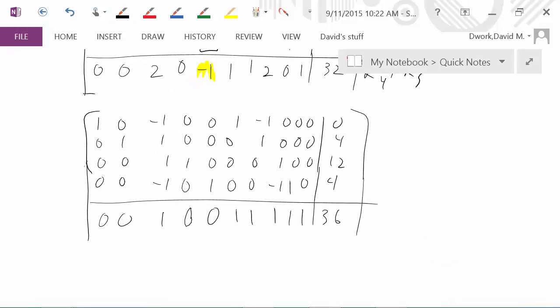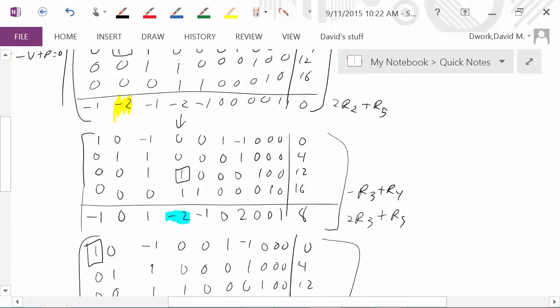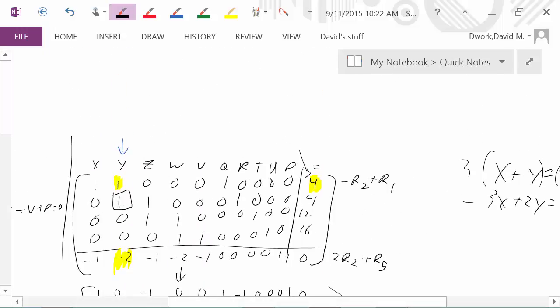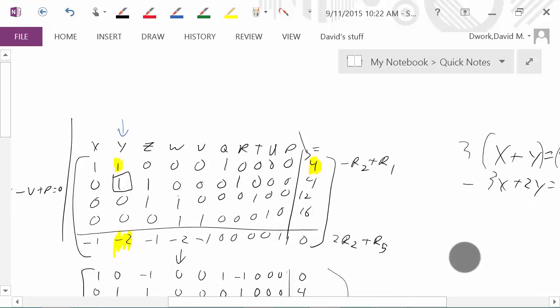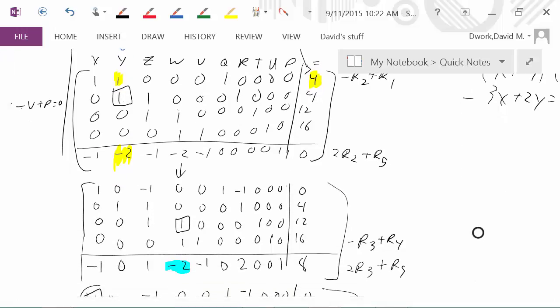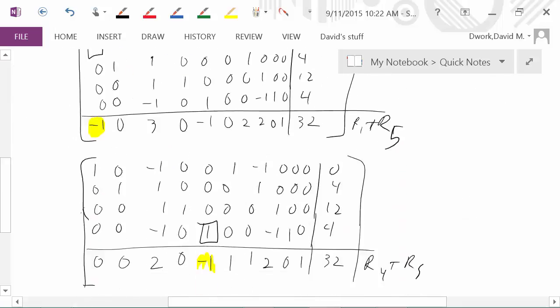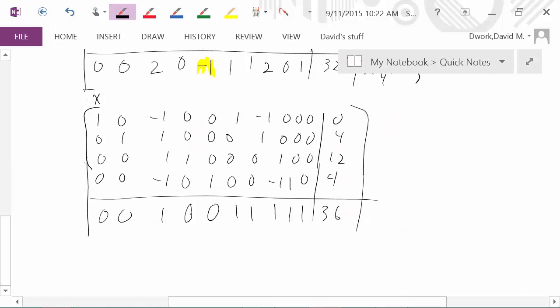So now it comes to reading your answer. Let's just refresh ourselves. What did our variables mean? If I go back and grab them, it was x, y, z, w, and really we only care about the actual variables. The slack variables don't really mean much to us right now. So our real variables were x, y, z, w, and v. These were slack, p, equal sign.